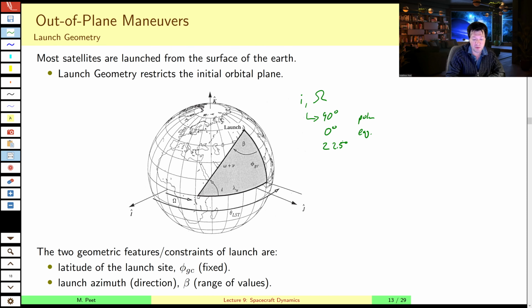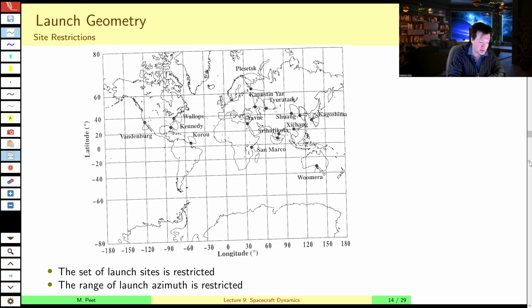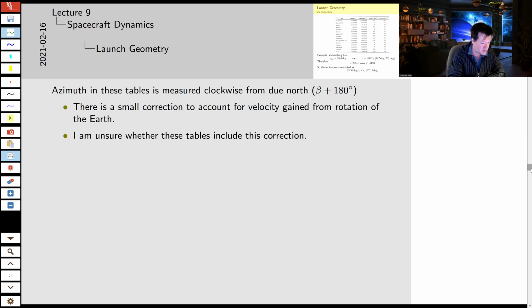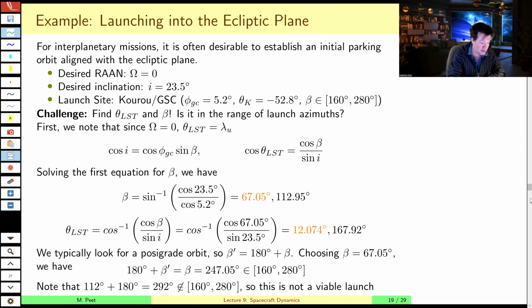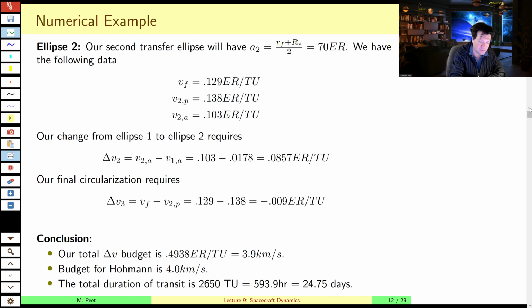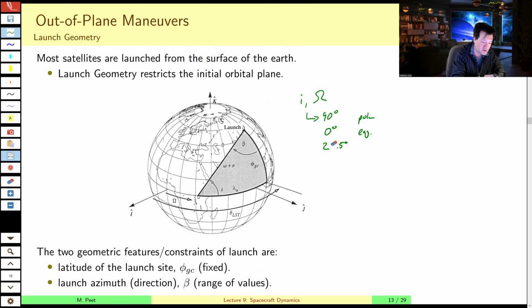There's actually a problem in this lecture, or a numerical example, for the transition to the ecliptic, so I guess I can just go over and grab that number real quick. 23.5 degrees. There it goes. Not 22.